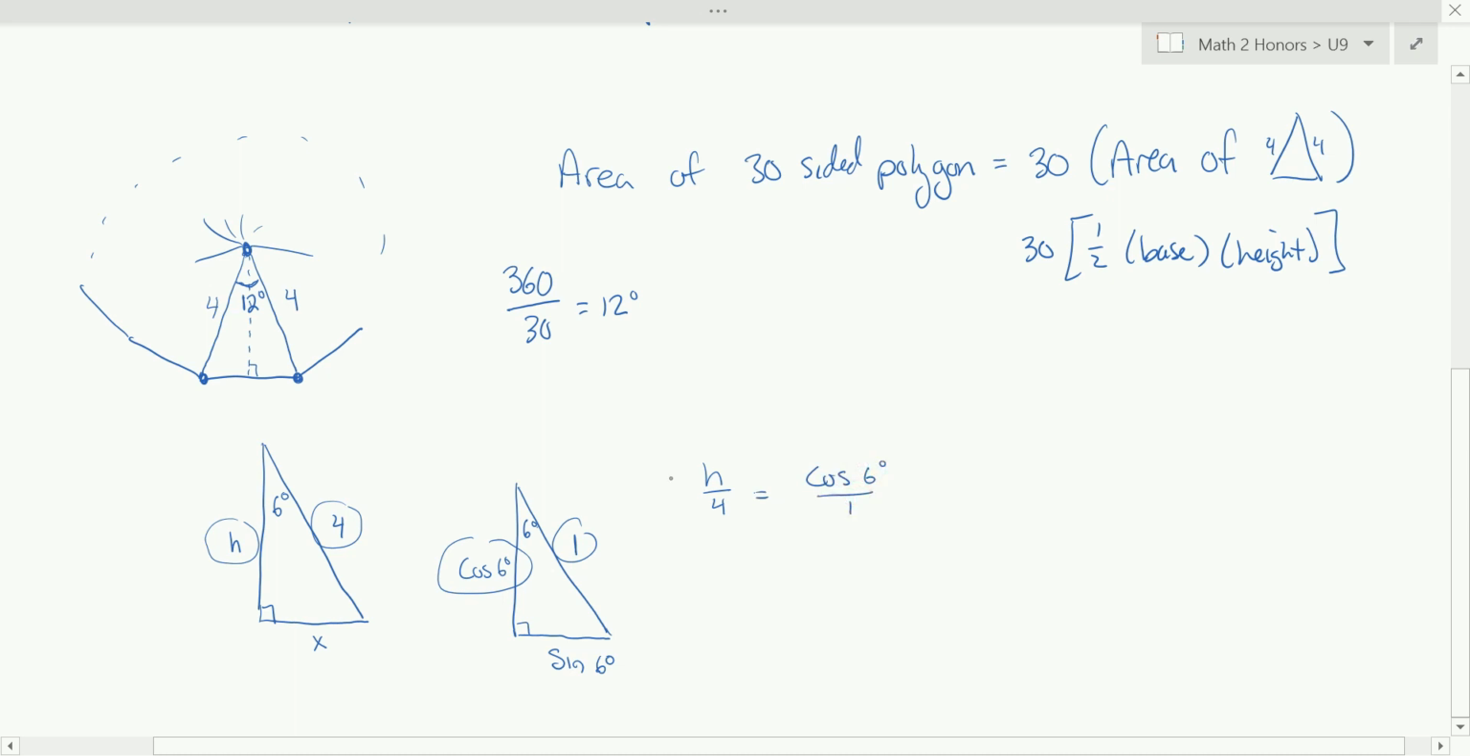And then solving for h, multiply both sides by 4. Reduce this fraction, you get h is 4 times the cosine of 6 degrees. So we found our height. We've got 30, 1/2. We're still looking for the base, but the height is 4 times cosine of 6 degrees.